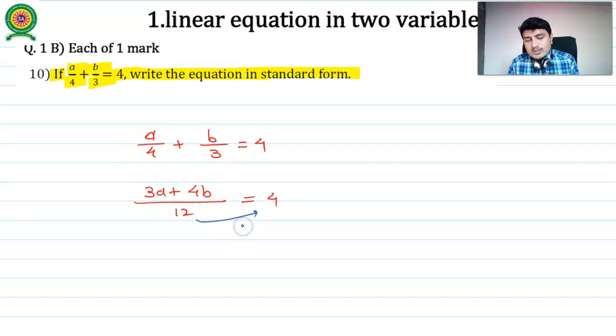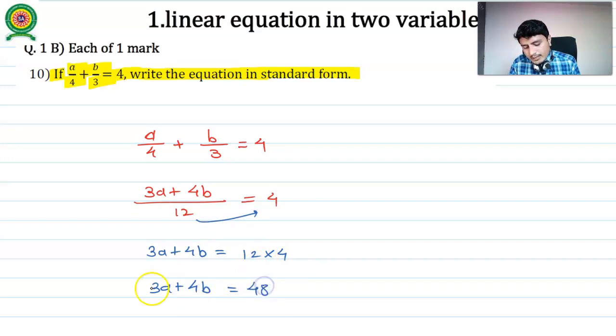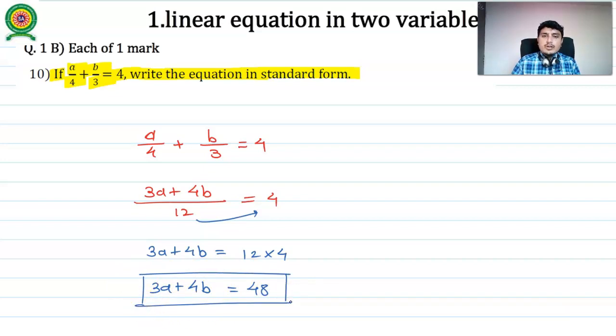Now let us shift the 12 from LHS to RHS, so that 3a plus 4b equals, since 12 is the divisor, after shifting it will become a multiplier, 12 fours are 48. So 3a plus 4b equals 48. It is now the standard form of a linear equation in two variables, where a and b are the variables, 3 is the coefficient of variable a, 4 is the coefficient of variable b, and 48 is the constant. So here we have the standard form of the given equation.